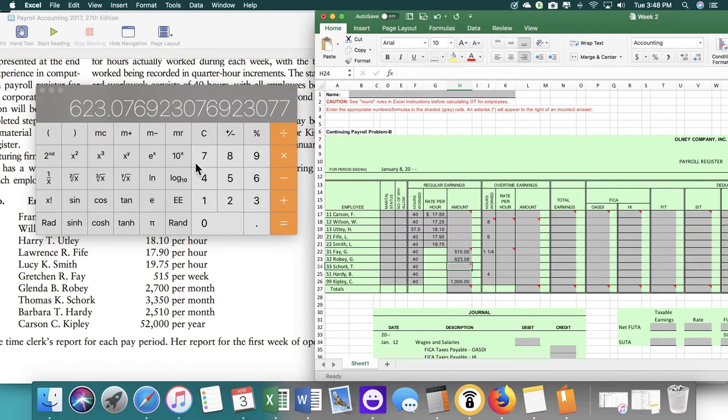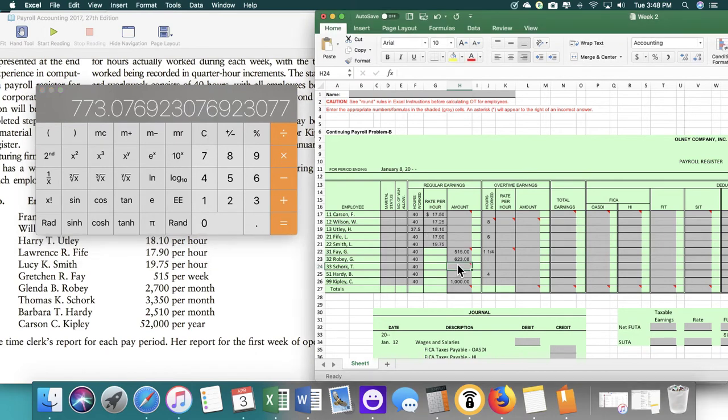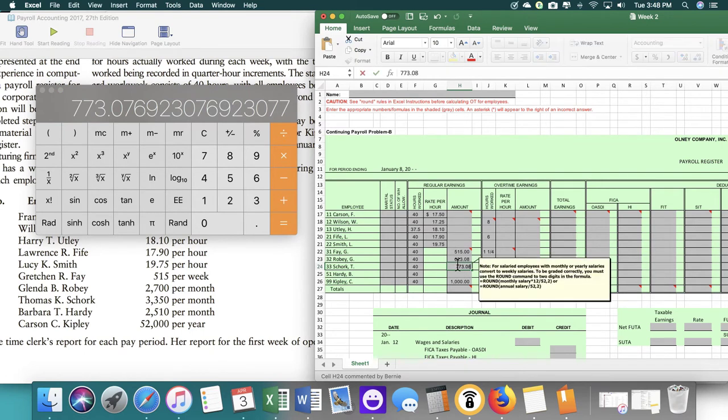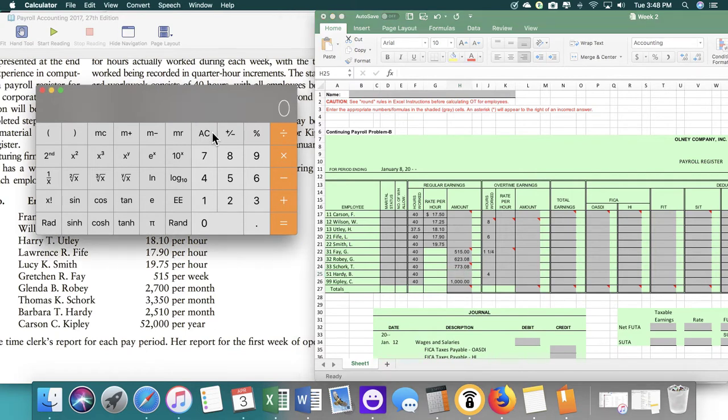And we're going to do the same thing for the rest of the ones that are paid per month. $33.50 times 12 divided by 52. So that's $773.08. And then the last one is 2,510 times 12 divided by 52. So that's $579.23.